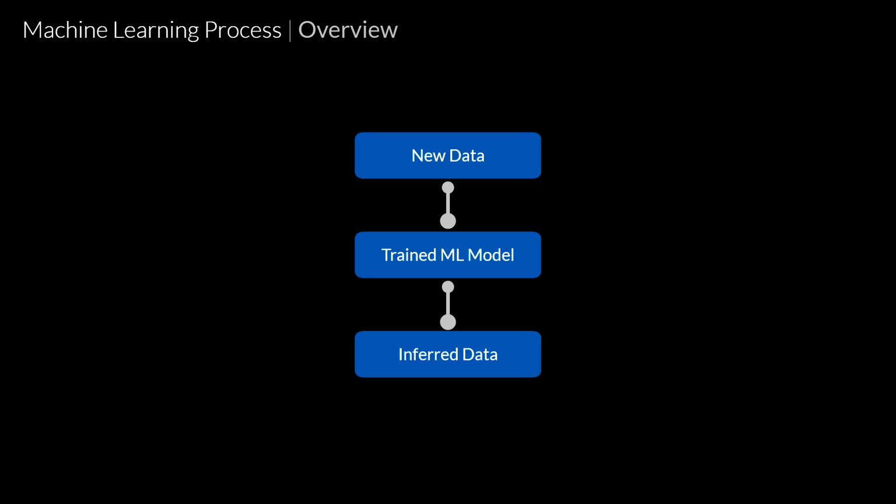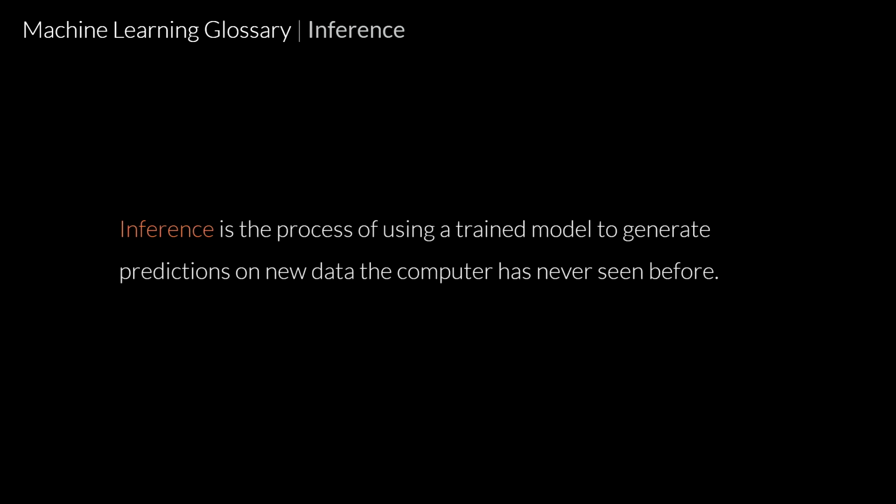But before I do that, I want to quickly go over some important and commonly used terms throughout machine learning. You'll see some of these a lot in some of the Houdini ML nodes as well, so it's good to know. First up is inference. I know I just touched on this, but it's really important, so I'm going to do it again. Inference is the process of using a trained model to generate predictions on new data that the computer has never seen before.